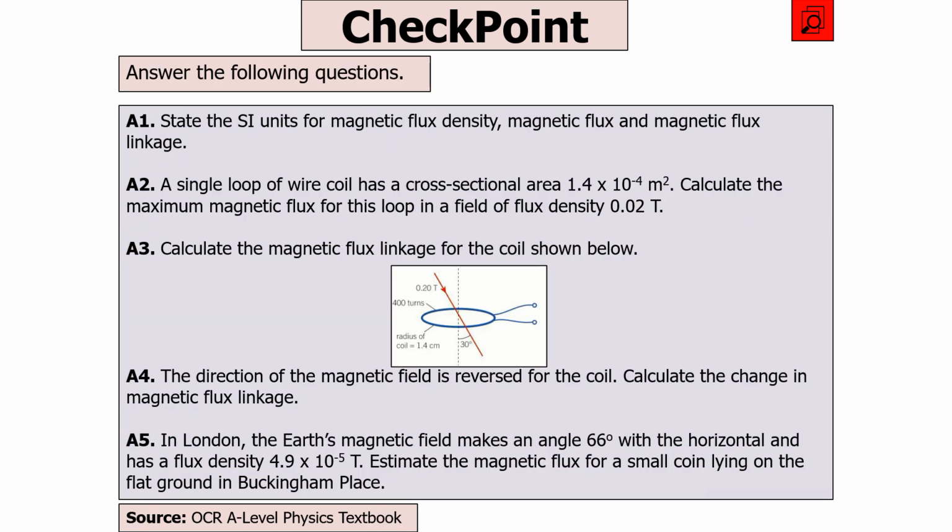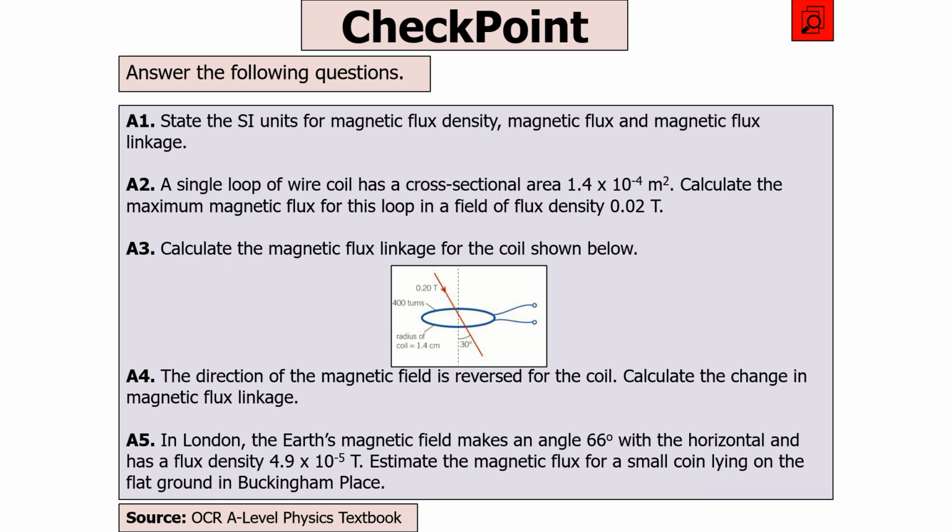turns. The next question says, state the SI units for magnetic flux, flux density and flux linkage. A single loop of wire coil has a cross-sectional area of 1.4 times 10 to the minus 4 meters squared. Calculate the maximum magnetic flux through this loop in a field of flux density 0.02 teslas. Calculate the magnetic flux linkage for the coil shown in the diagram. Then the direction of the magnetic field is reversed for the coil. Calculate the change in magnetic flux linkage.